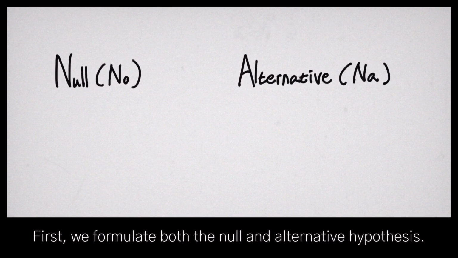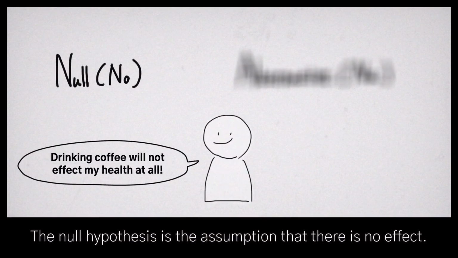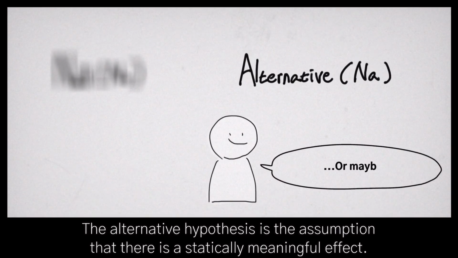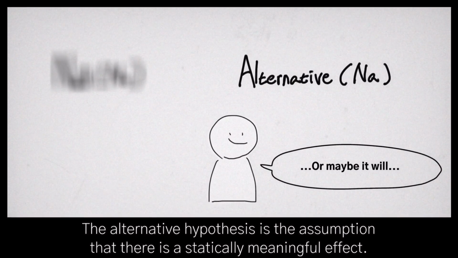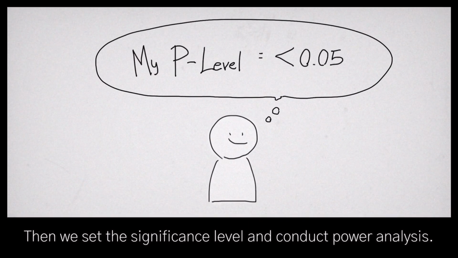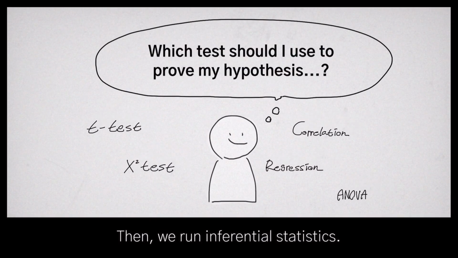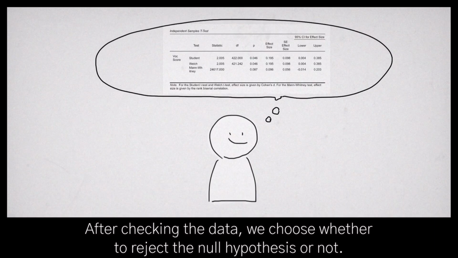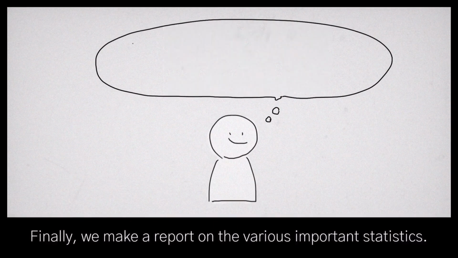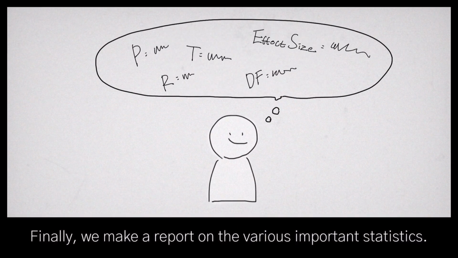Here's the basic frame needed when conducting said research. First, we formulate both the null and alternative hypothesis. The null hypothesis is the assumption that there is no effect. The alternative hypothesis is the assumption that there is a statistically meaningful effect. Then, we set the significance level and conduct power analysis. Then, we run inferential statistics. Then, checking the data, we choose whether to reject the null hypothesis or not. Finally, we make a report on the various important statistics.